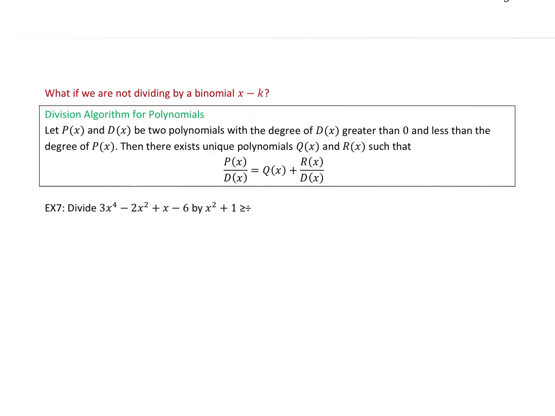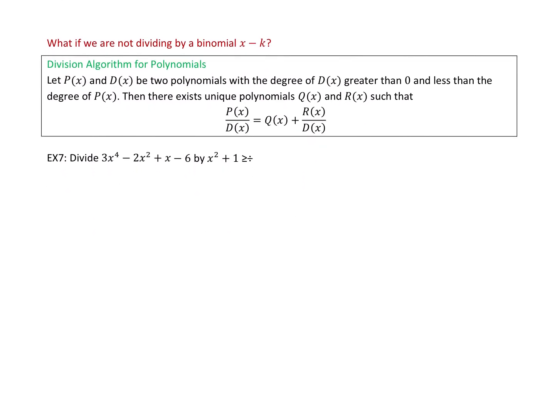Alrighty, so question: what if we are not dividing by a binomial x minus k? Well, then we're going to have to go ahead and do the long division. Alright, small typo right here. So let's go ahead and do the division. We're dividing by x squared plus 1, but notice we've skipped the x value, so we'll add that placeholder of 0x, and then plus 1. And then, doing regular long division, we have 3x to the 4th. We're missing the x cubed power, so I'm going to add that in as well as a placeholder, plus 0x cubed, which again doesn't actually change the value.